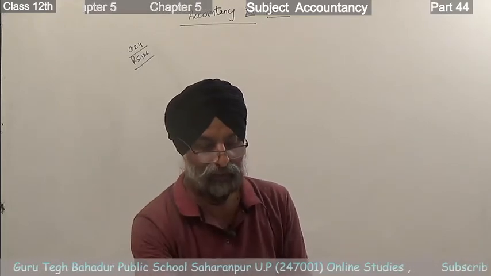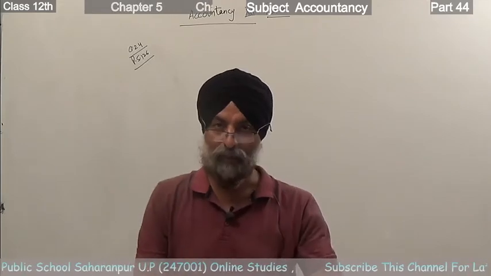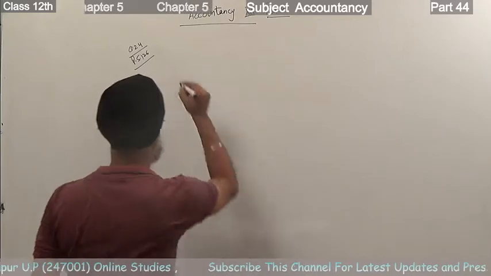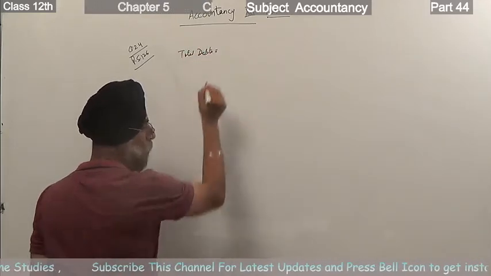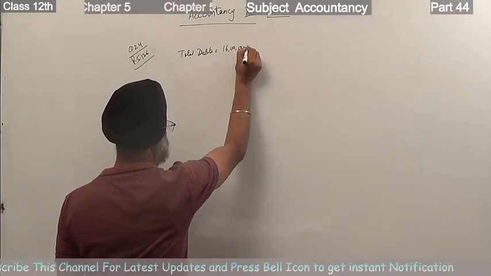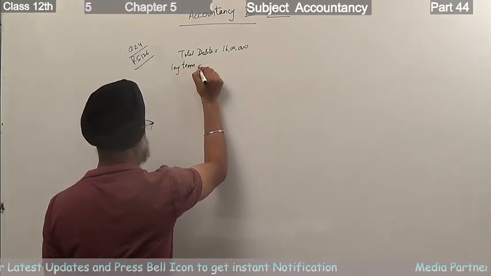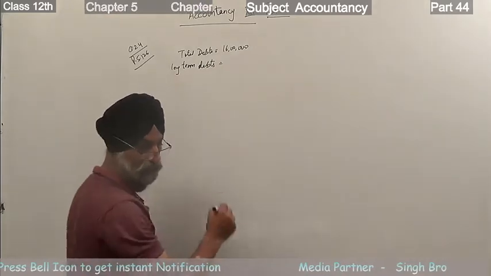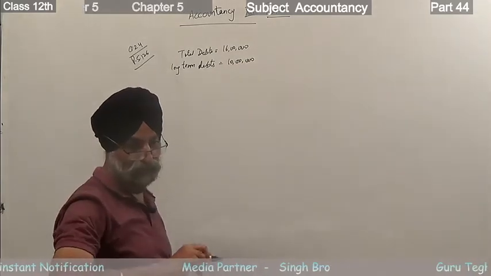How do we find liquid assets? Now see, for liquid assets, you have to first find current assets. So see how to find current assets. Total debts equal to rupees 16 lakh and long term debts equal to rupees 10 lakh. Subtract this, then we'll get current liabilities.